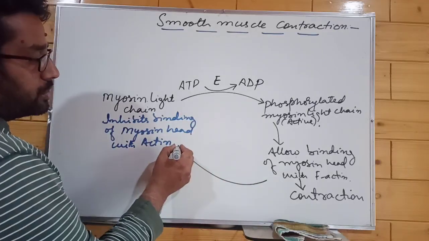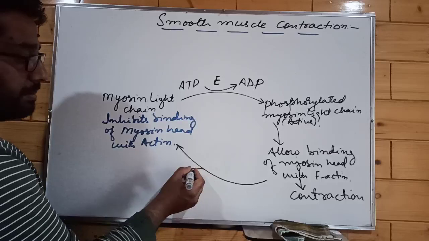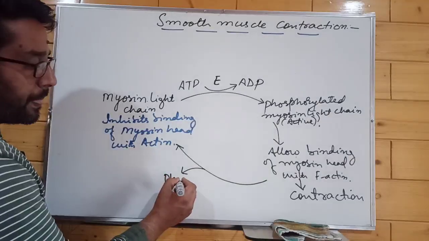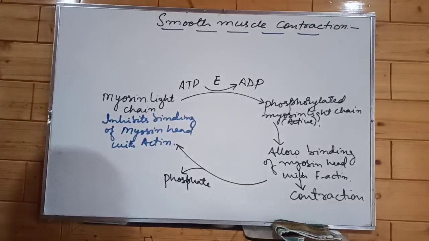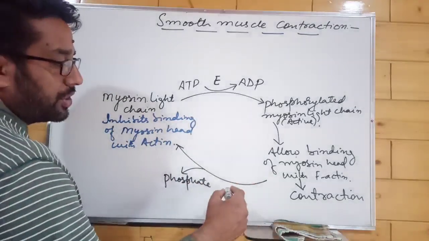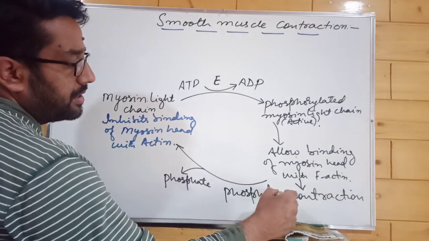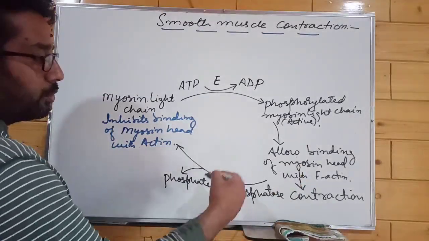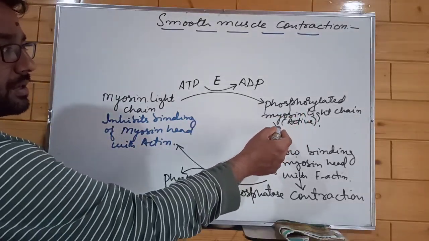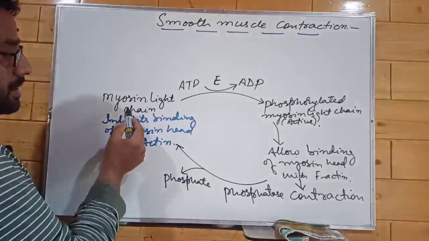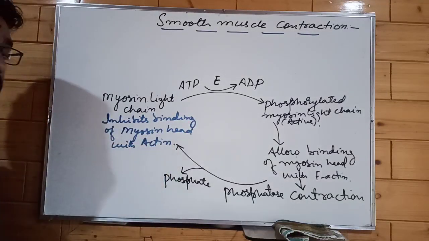Now listen, once the contraction is over, it must get back to its original state, that is inactive mode, that is relaxation mode. So we must get the phosphate out. This phosphate is removed by an enzyme, phosphatase enzyme. The phosphatase enzyme will remove the phosphate back from the myosin light chain. Once the phosphate is out, again it will come into this inactive state. It will not allow the binding of myosin head with the actin.